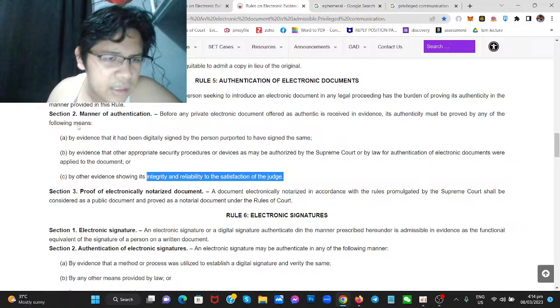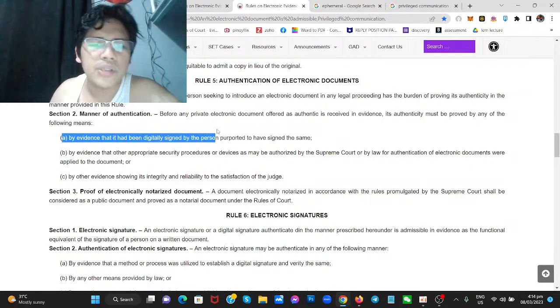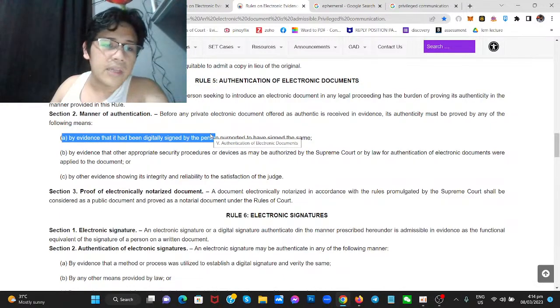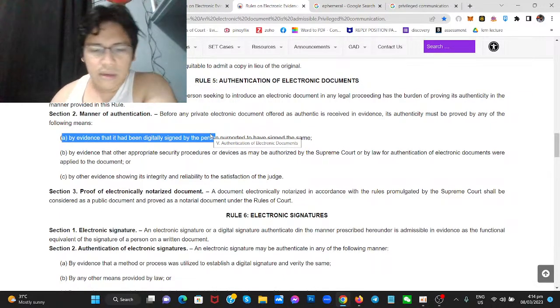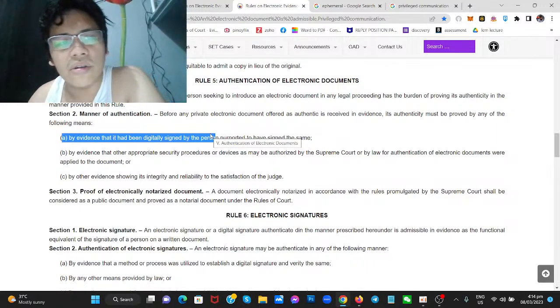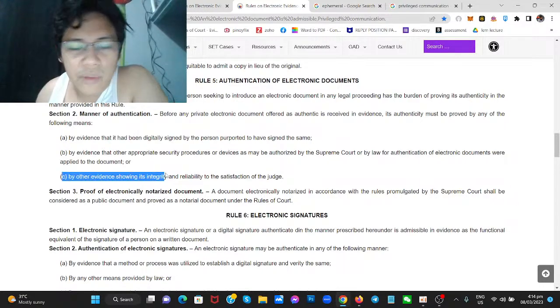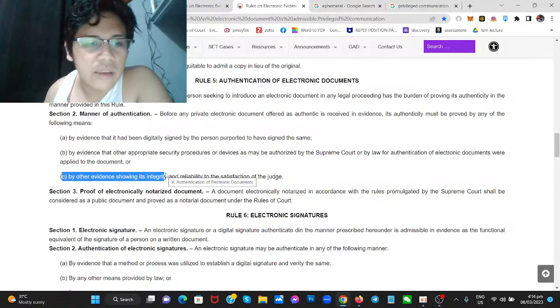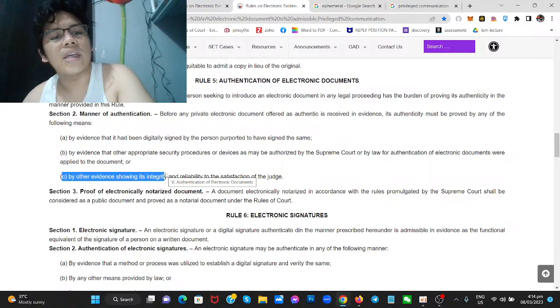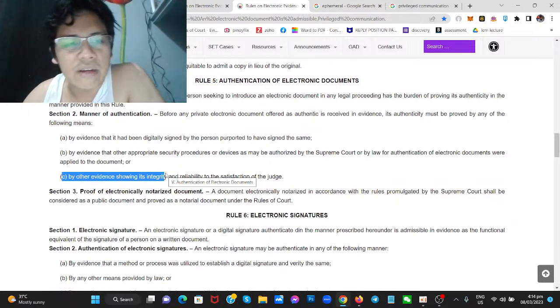So what matters is the letter A, by evidence that it had been digitally signed by the person. How do you prove that, right? That that person is the one who made the digital signature. You can also prove that using other evidence, maybe the consistency of the digitally signed documents, kung yun talaga yung ginagamit. Right? Or do you have evidence na talagang sinign niya yun using the digital pen? Okay?